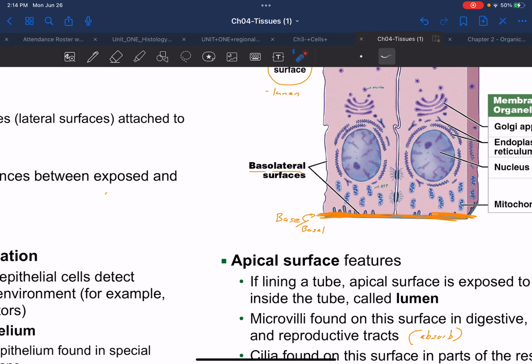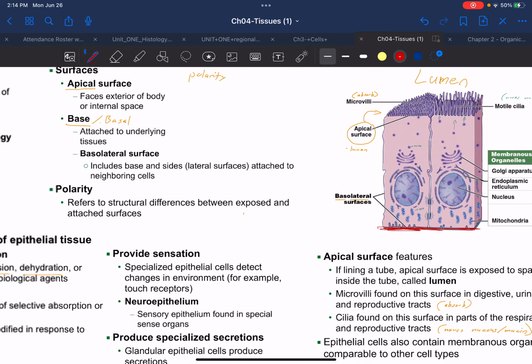And then this basal side, what do we always find at the bottom of all epithelial cells? The basement membrane. And this is where you would find that same basement membrane on that basal side.